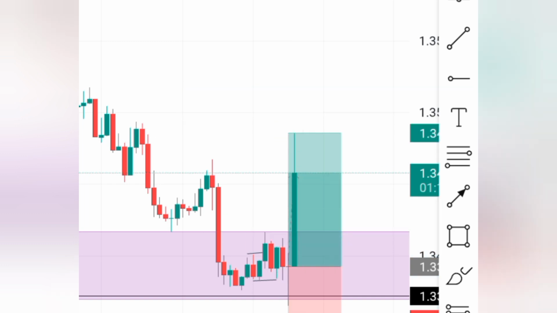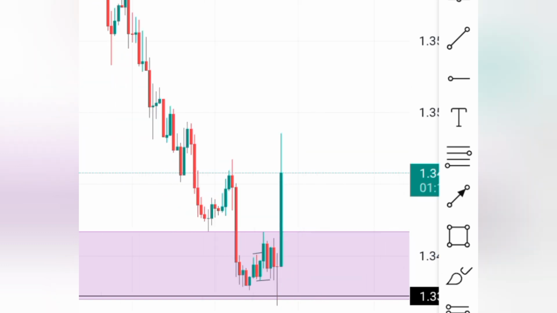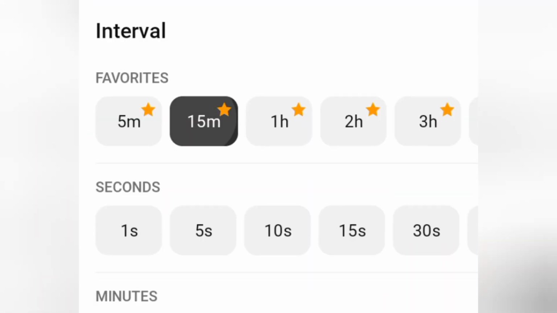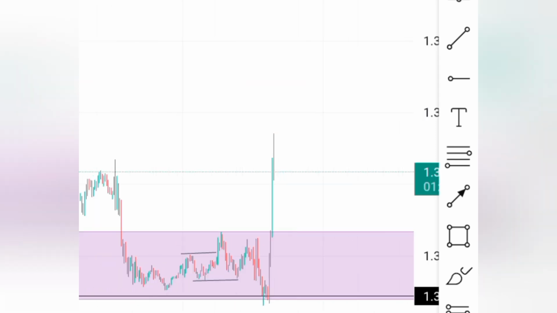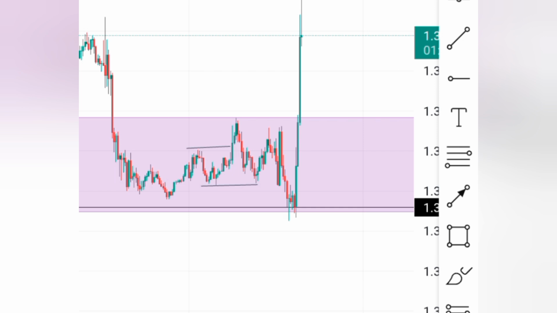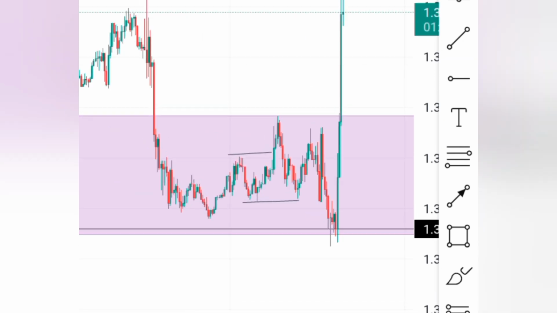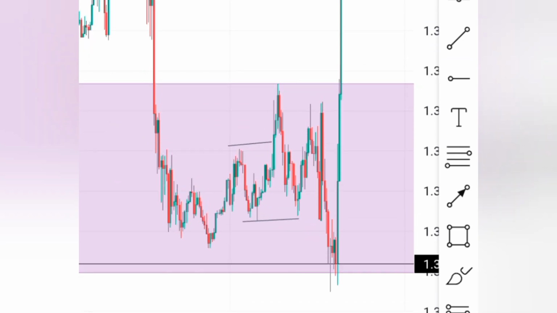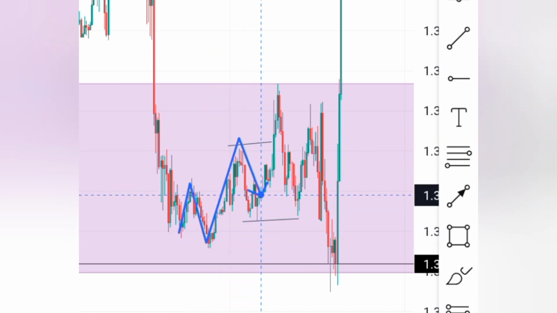Immediately after that, another entry technique that you can use is the change of character. You can go to your lower time frame, M15 or M5 time frame, and you see the structure change, guys. It is right here. There was this market being printed, a bullish market right here. It was being printed right here, guys. You can see that is a low, this is a high, this is a low, this is a high.